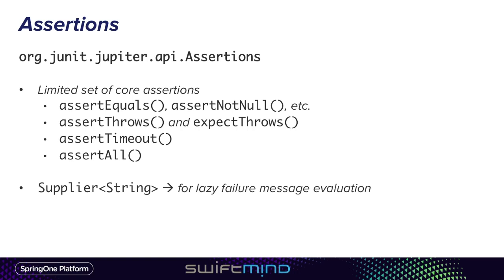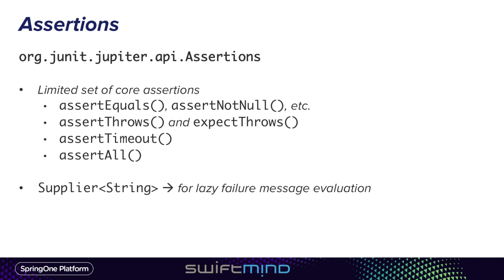And another thing that's cool with Lambdas, you see this in logging frameworks as well, lots of places these days. If you're familiar with suppliers, this is a functional interface. Supplier string is just some little thing that provides a string, so your error message, and you can use that for lazy failure message evaluation.